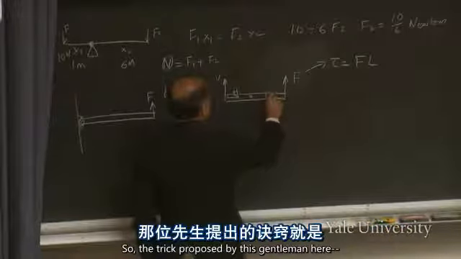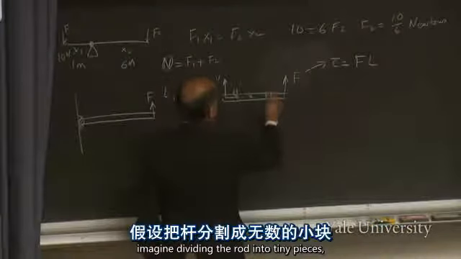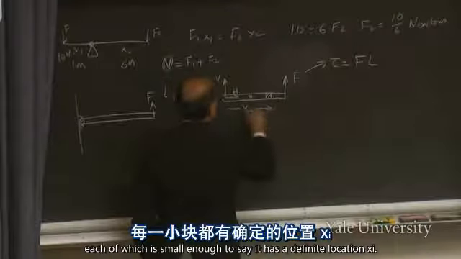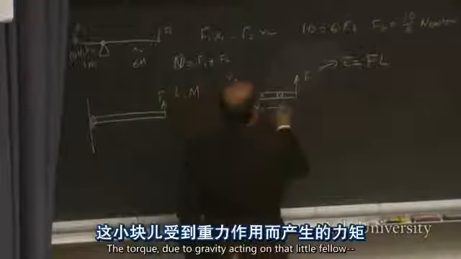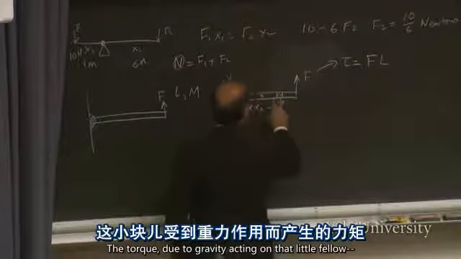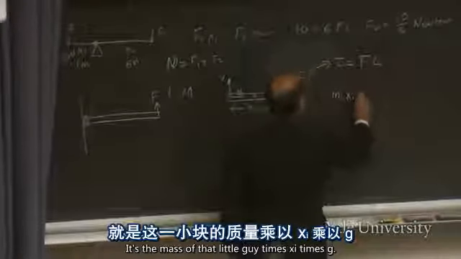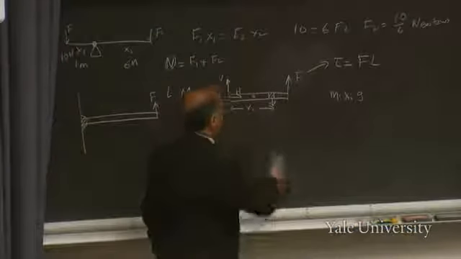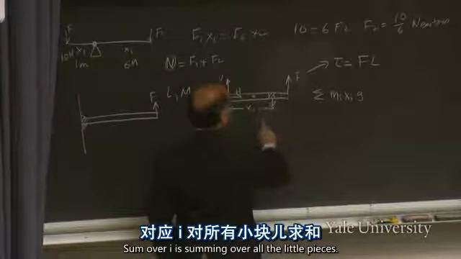So the trick proposed by this gentleman here: imagine dividing the rod into tiny pieces, each of which is small enough to say it has a definite location xi. The torque due to gravity acting on that little fellow is the mass of the little guy times xi times g, because mg is the force and mg times xi is the torque. You want to sum it over all the little pieces. Sum over i is summing over all the little pieces.